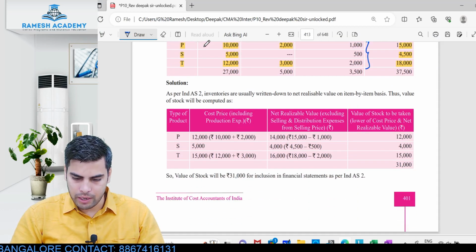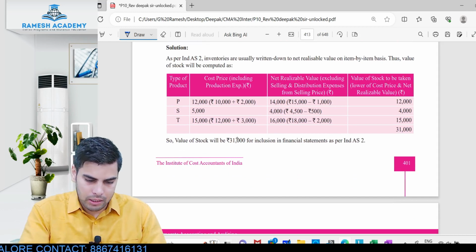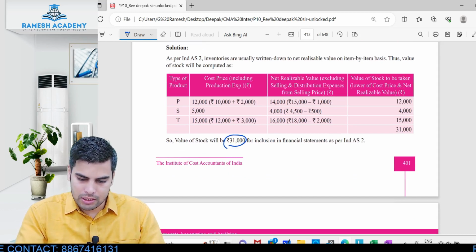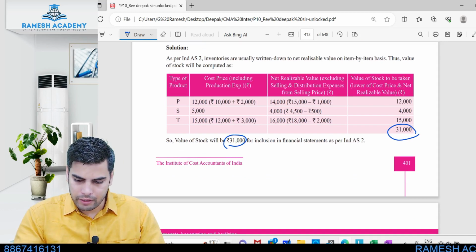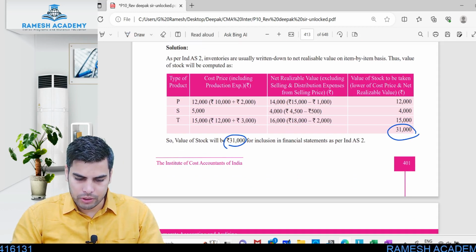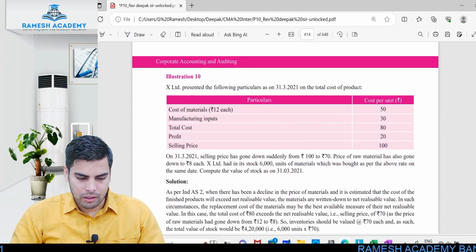31,000 rupees will be the valuation of inventory. That is this amount. Are you guys able to see this? 31,000, that would be the value of inventory. Anybody having any doubt, any confusion? Clear about this?